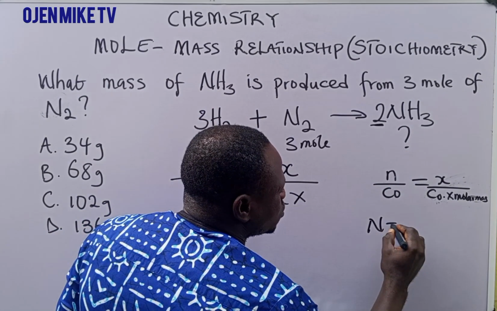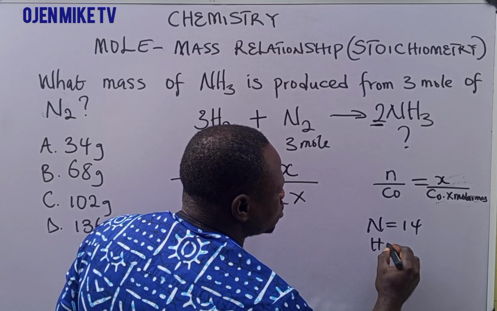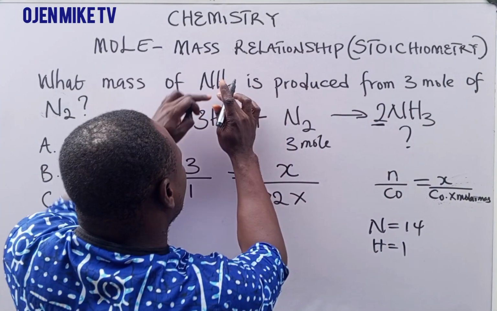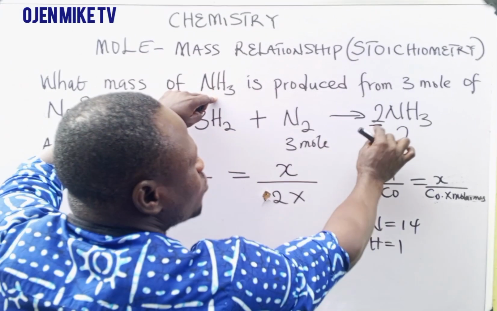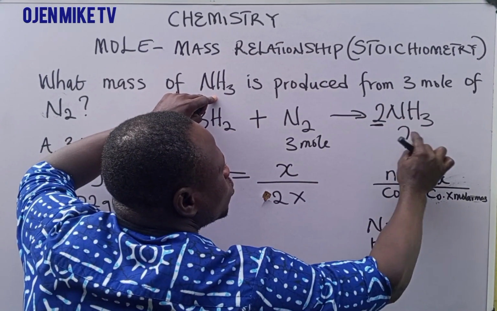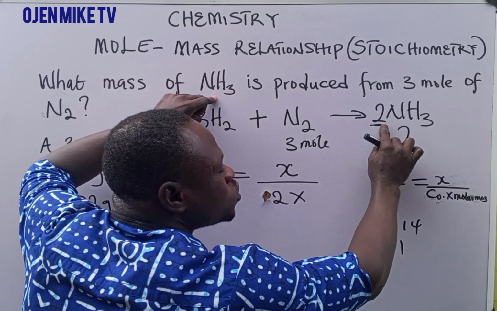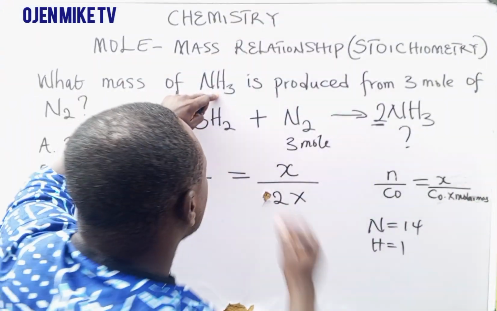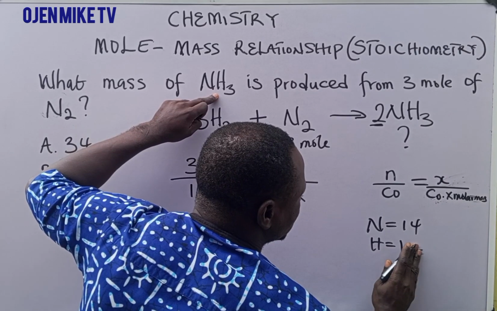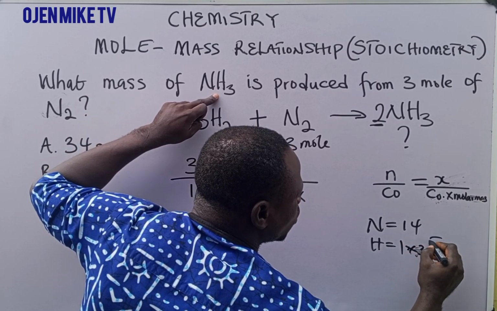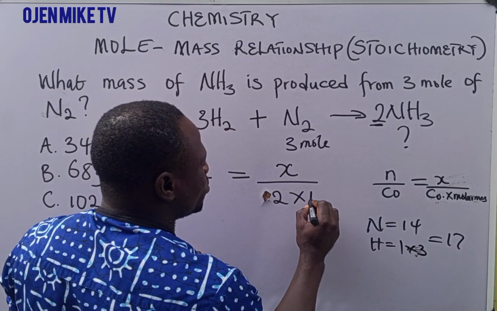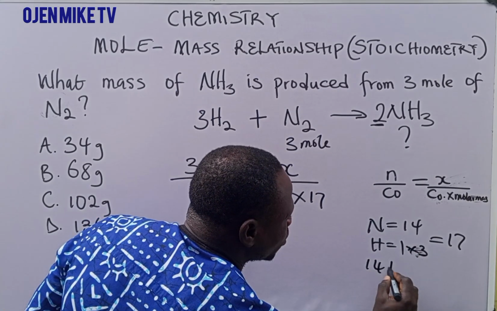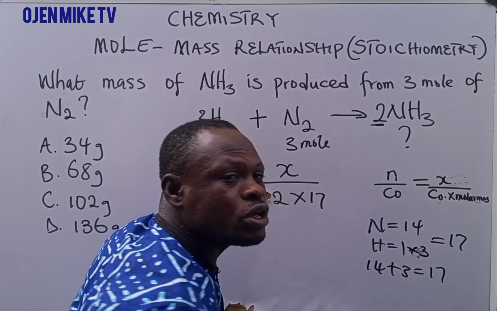Molar mass of this ammonia: nitrogen is 14, hydrogen is 1, but hydrogen has 3 atoms, so 1 times 3 is 3. Look at what you are calculating here. Don't calculate the whole of this molecule. If you include the 2 here, you are wrong. You are only finding the molar mass of this one. So 14 plus 3 equals 17. That is what it means.